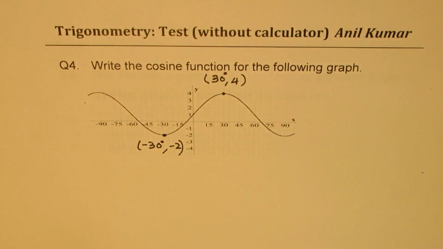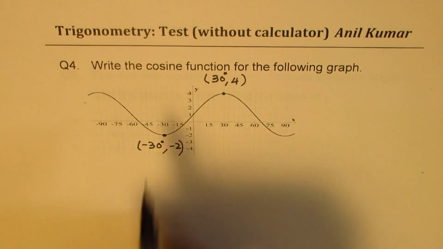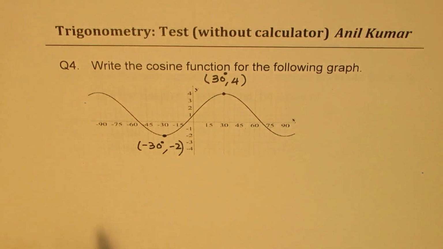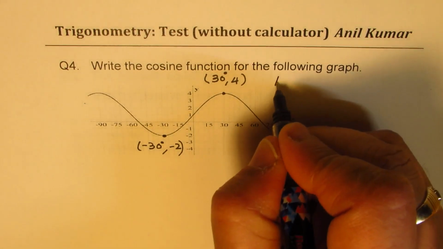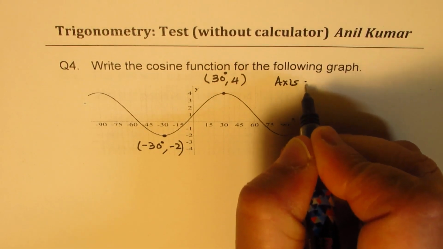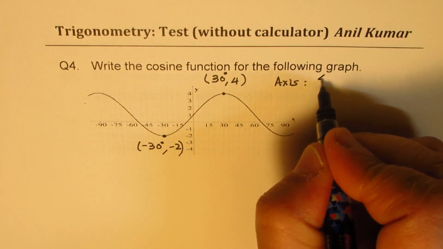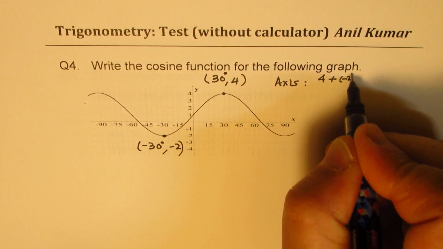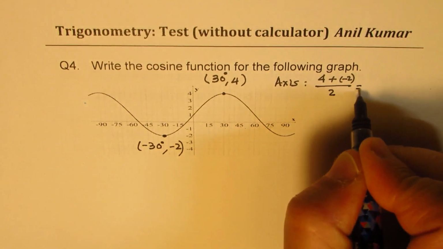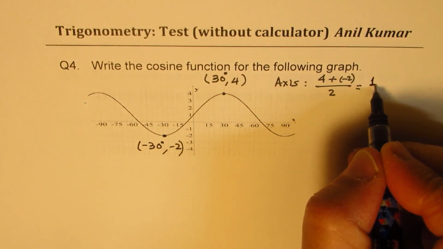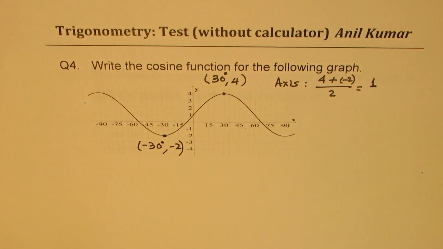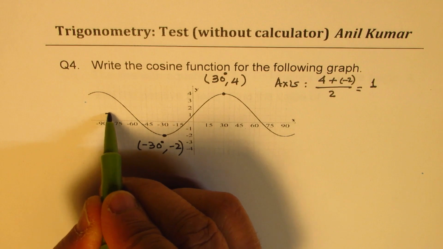Perfect. Now, keeping that in view, I'd like you to pause the video and write the equation of this. We want cosine function. Perfect? Okay. So let's go with the axis. Axis will be maximum plus minimum divided by 2, which is 4 plus minus 2 divided by 2. So that is 2 over 2, 1. So the axis of this graph is at 1. Okay? So that is the axis.